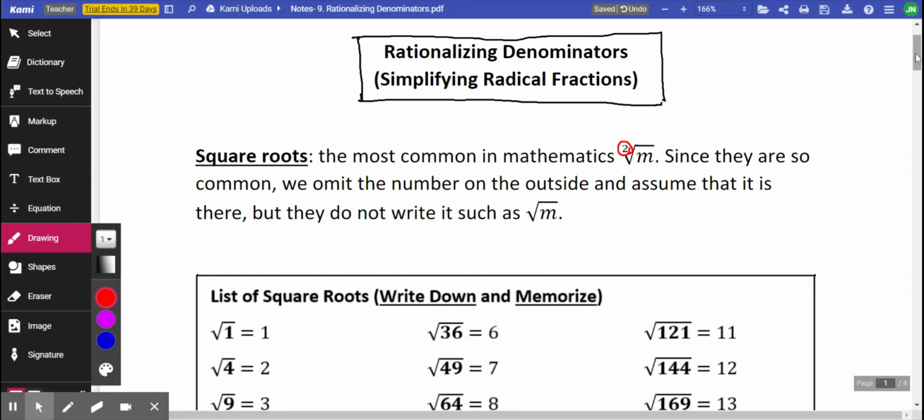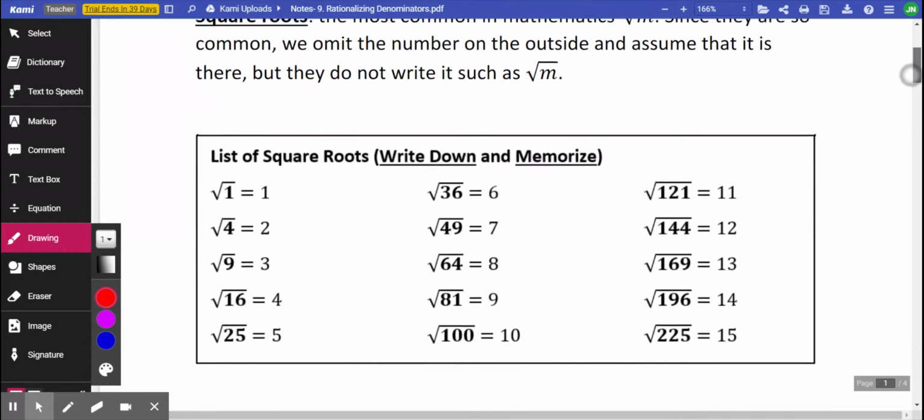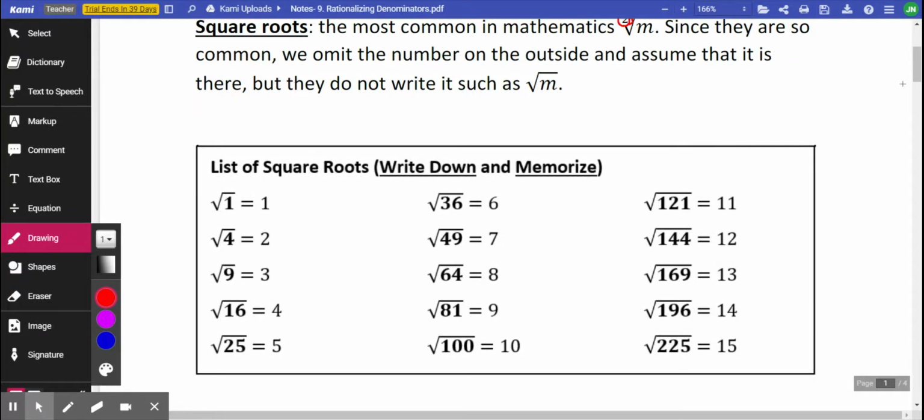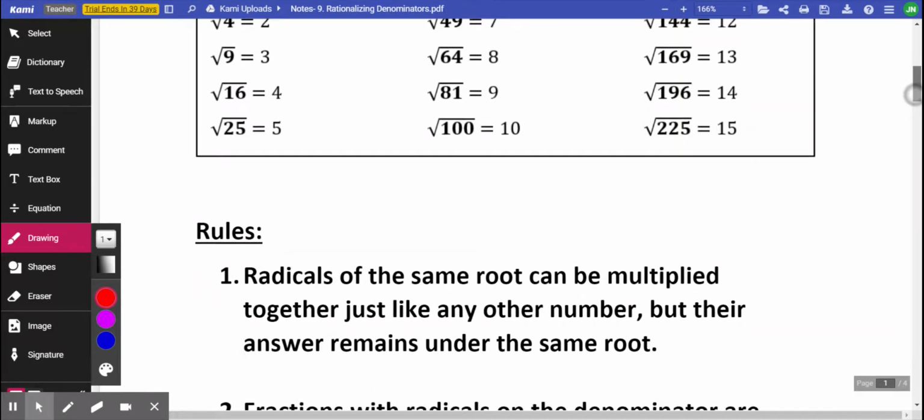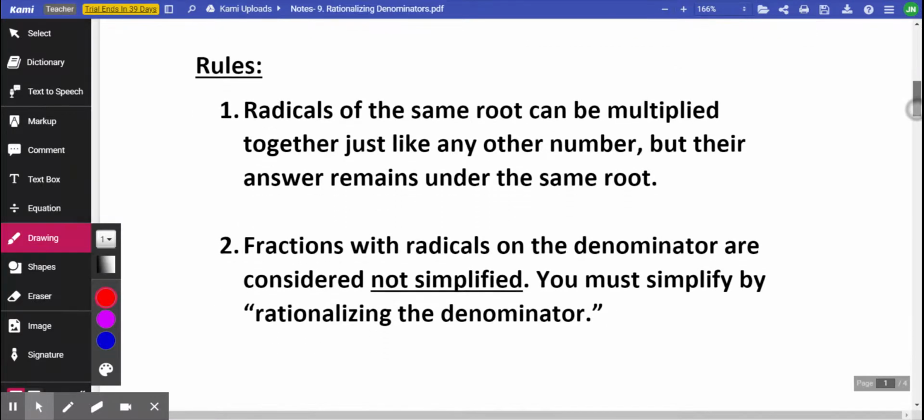So we've already explored how to simplify these. These are the list of square roots, all the way from the square root of 1 to the square root of 225, which is 15. You should know this already. If you don't, you should jot these down and try to memorize them if you can, because they're the most common in mathematics.